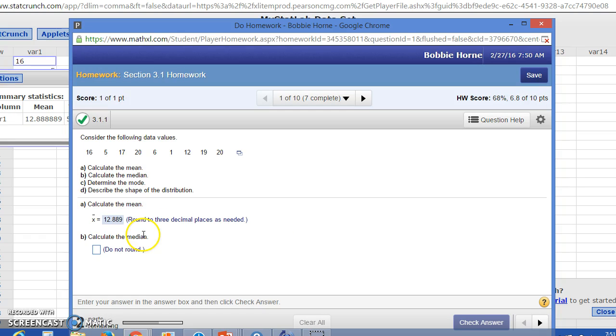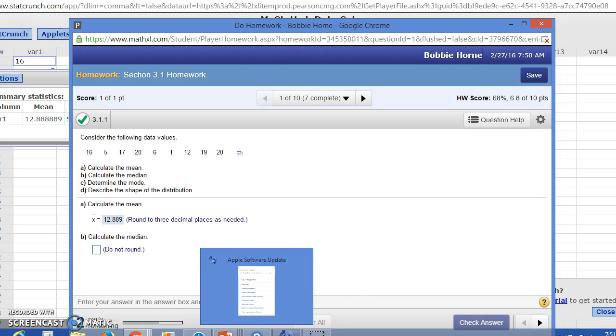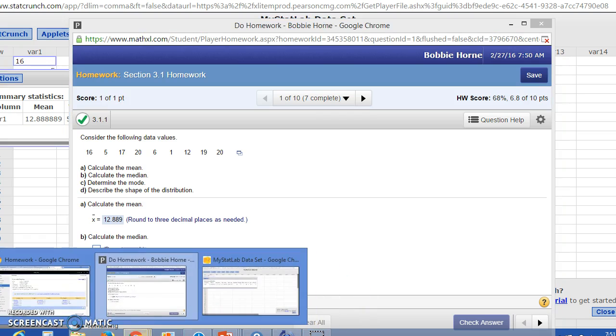Okay, and then to get the median, you basically put the numbers in order and find the middle number. If you happen to have two numbers in the middle, if you have an even number of data values, you take the two middle numbers and get the average of those two numbers, add them up and divide by 2. But like I said, you can use StatCrunch to calculate all of this.